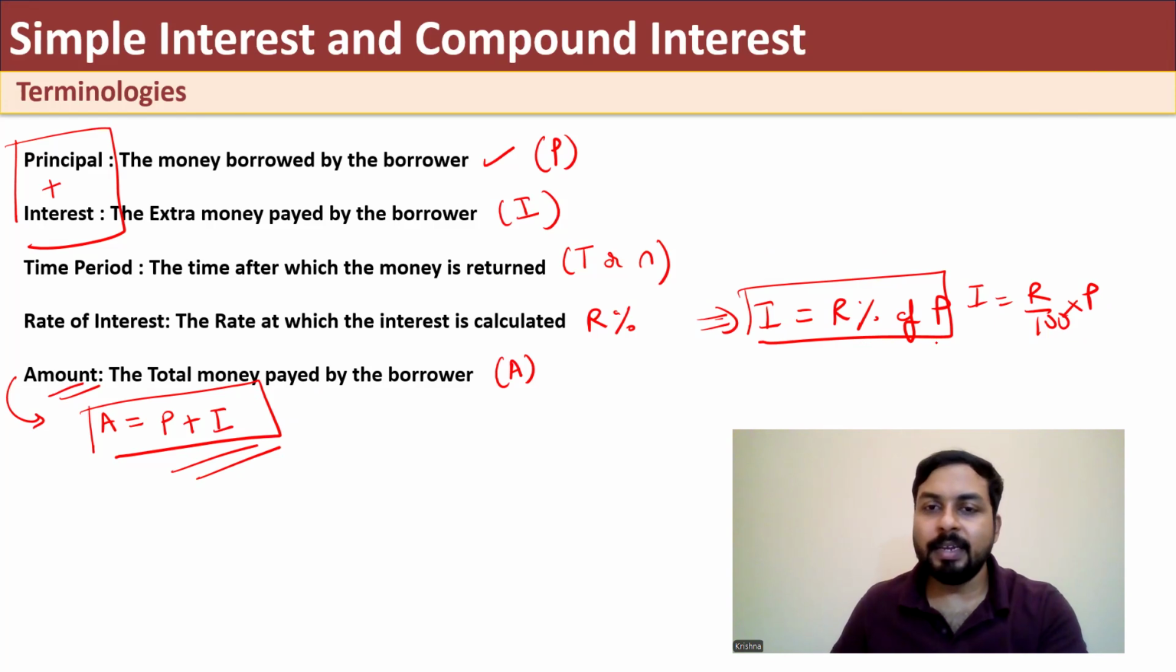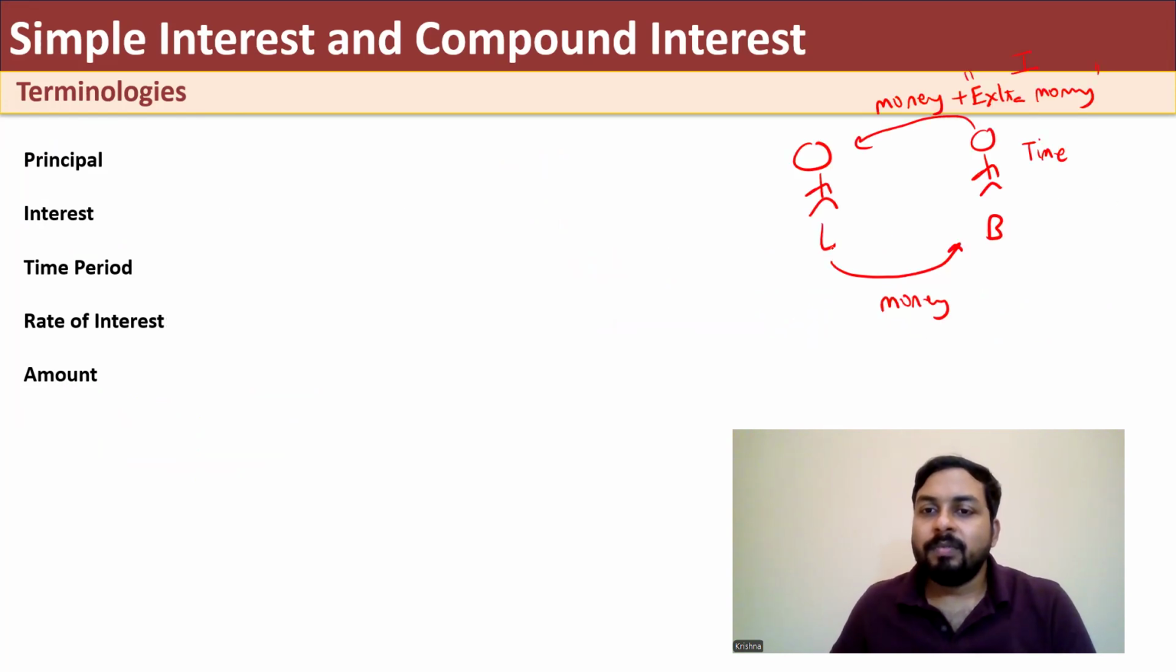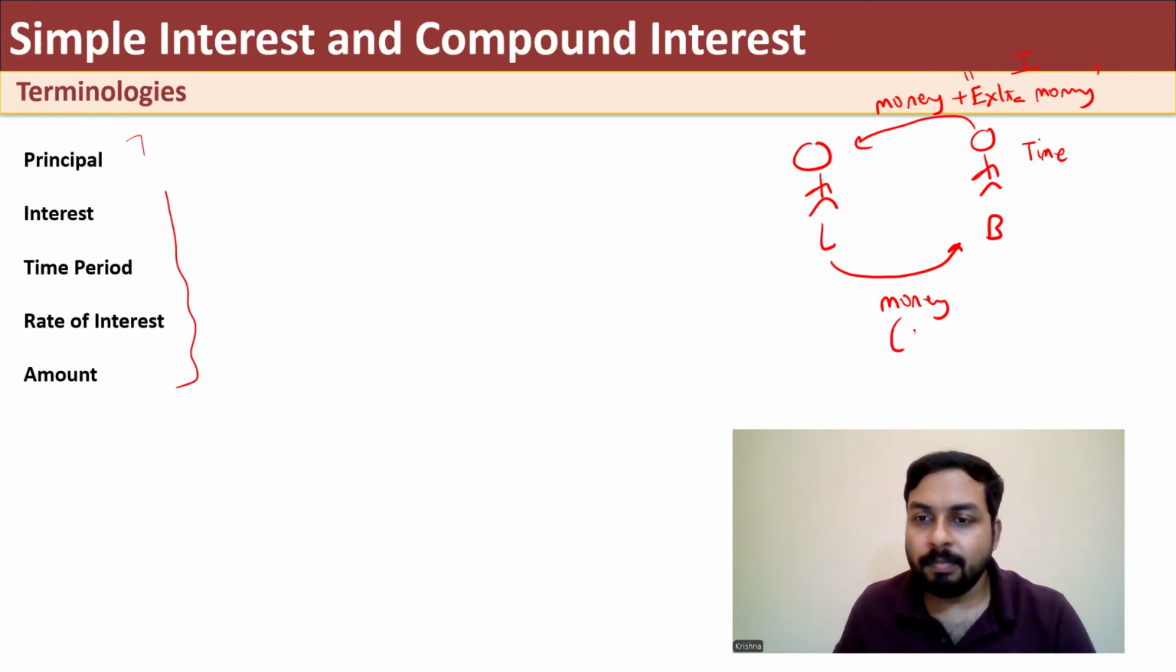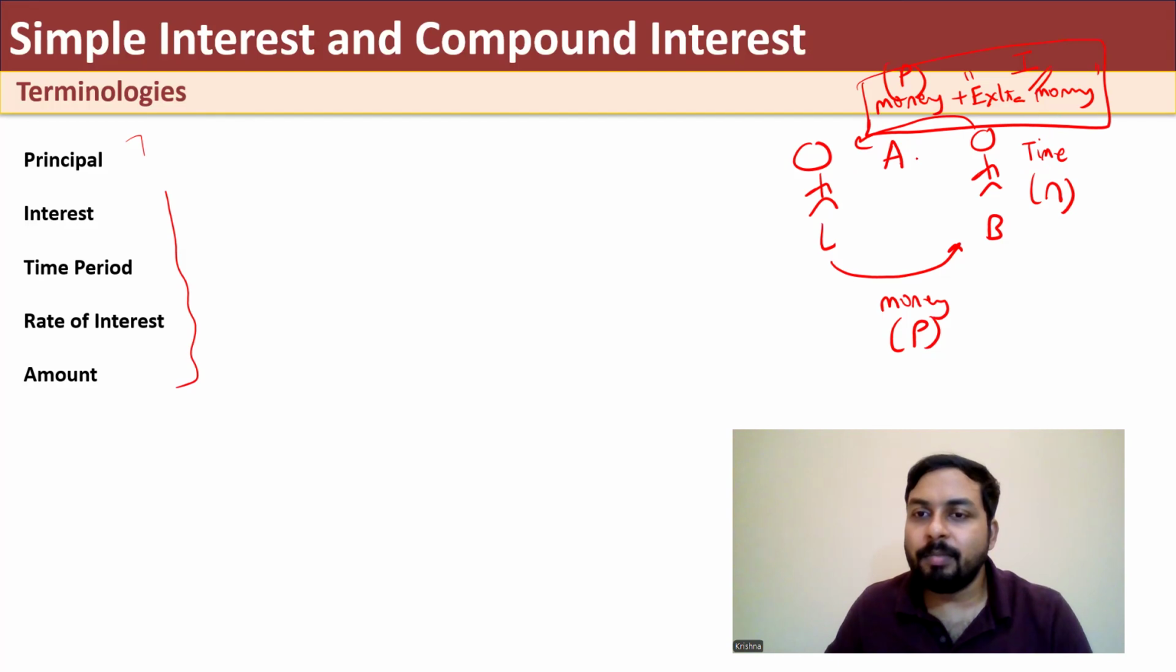So let's go back to the diagram that we have seen. The lender is giving the money to the borrower and borrower is paying back that money. So let's map these terminologies to this diagram. So what is this money here? This money is P. This is N. The time period is denoted as N. The money and extra money that is paying back combined is amount, and amount is equal to, this is principal and this is interest. Amount is equal to principal plus interest.